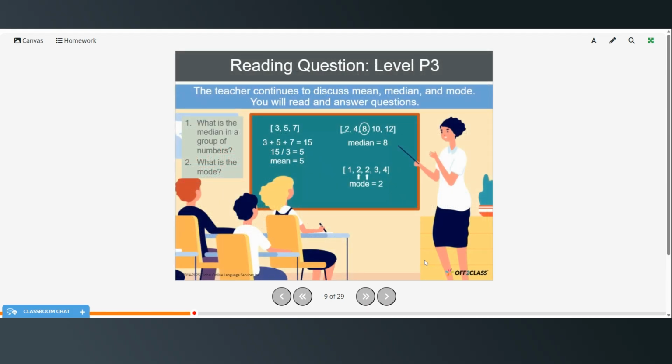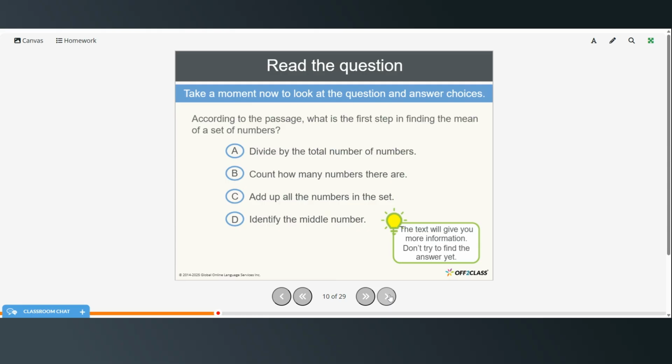The teacher continues to discuss mean, median, and mode, and you'll read and answer the questions. Again, some things to think about, though, before reading. What is the median in a group of numbers, and what is the mode? Again, take a moment to pause the video, read the question and the answer choices. Again, remember that the text will give you more information. Don't try to find the answer yet.